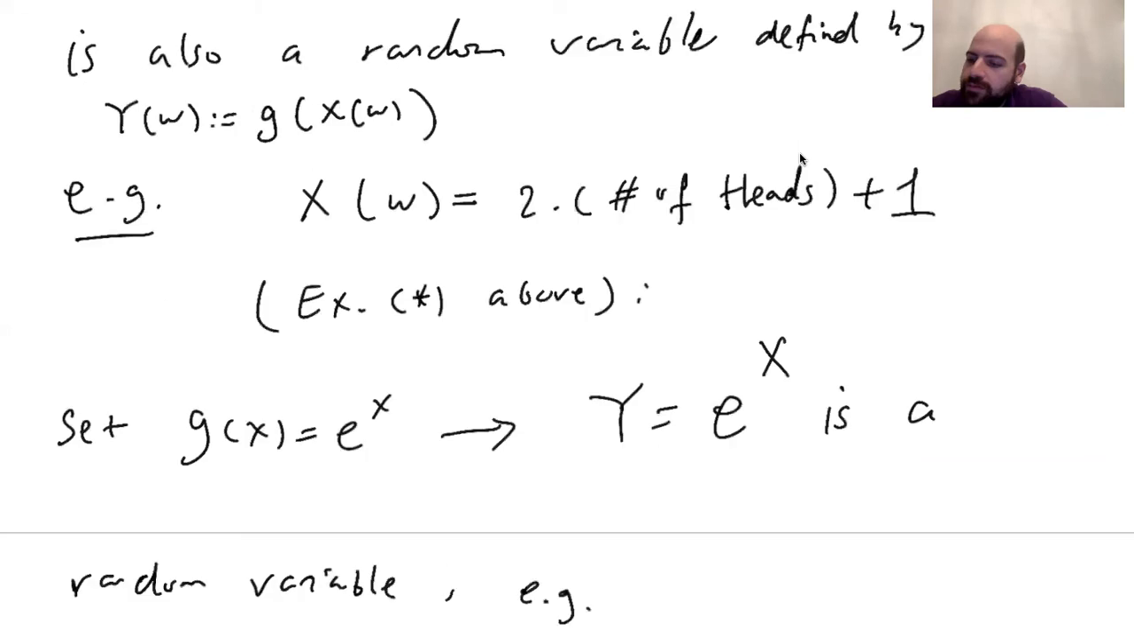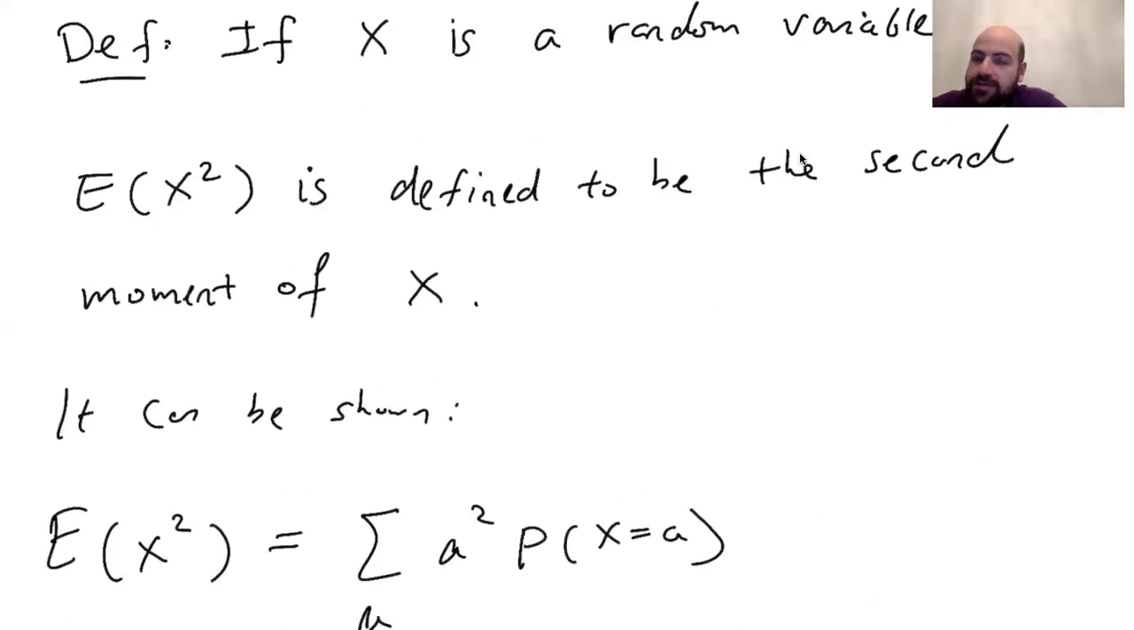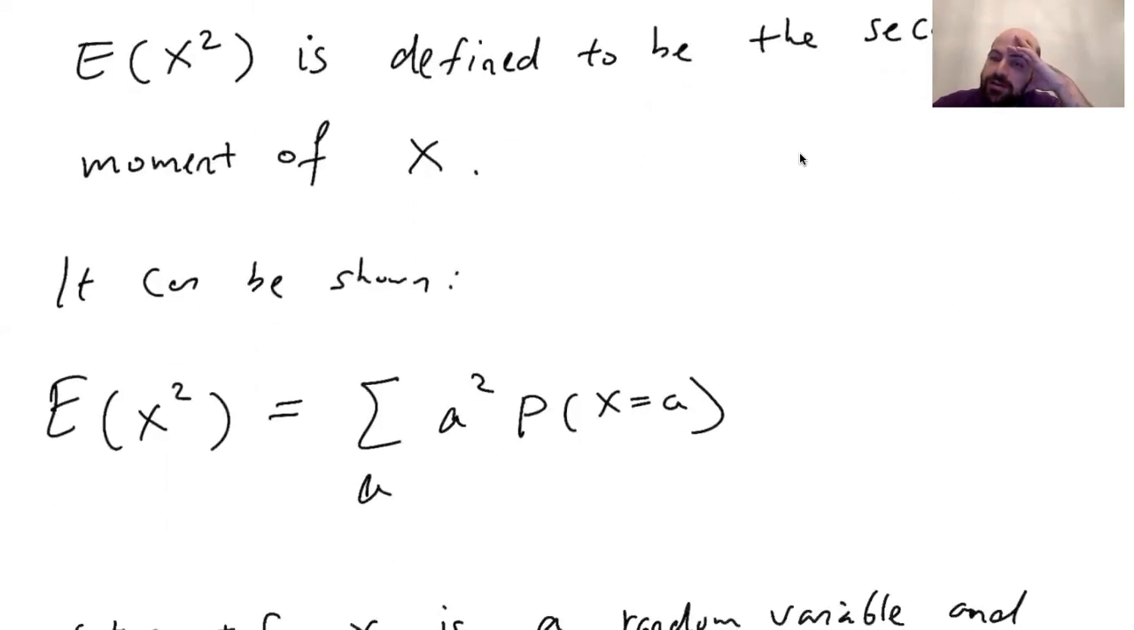Okay, so capital X squared itself here is also a random variable, and E of X squared can be calculated because E of X is already defined for any random variable. So we can use that original definition, or it can be shown that E of X squared can be calculated this way.